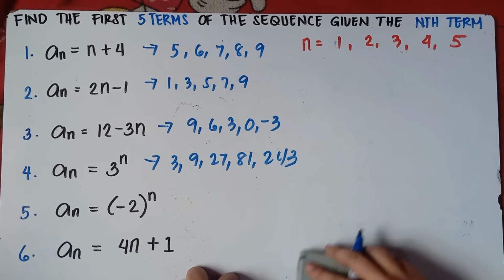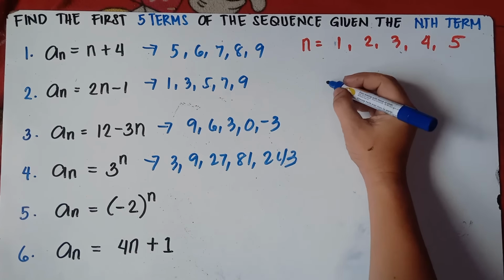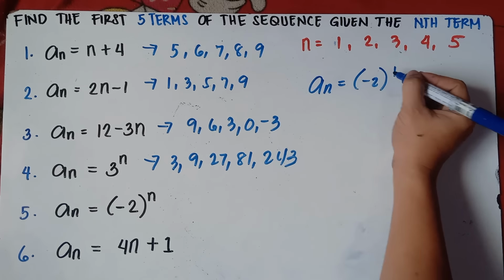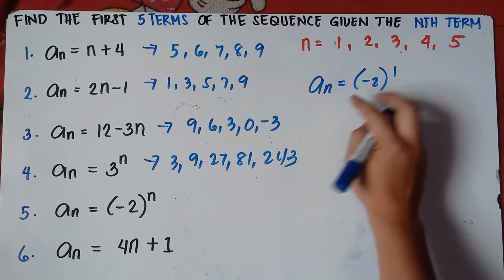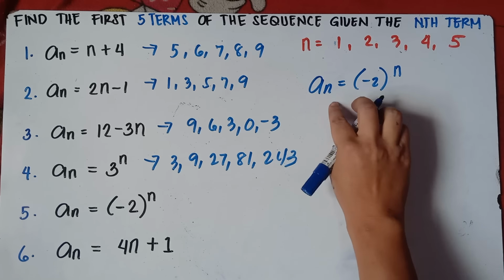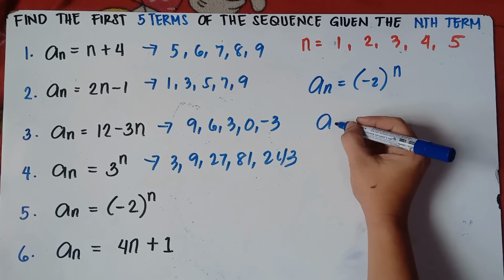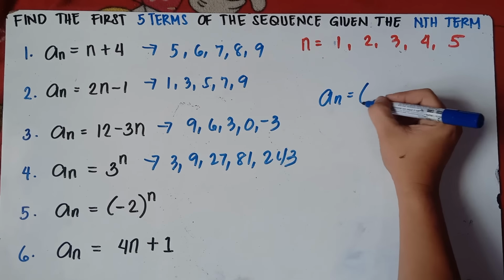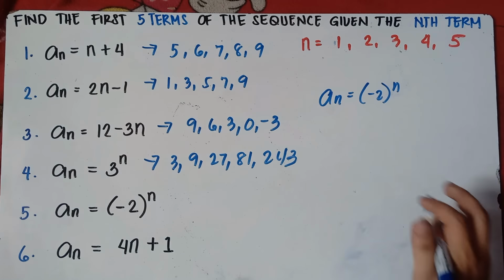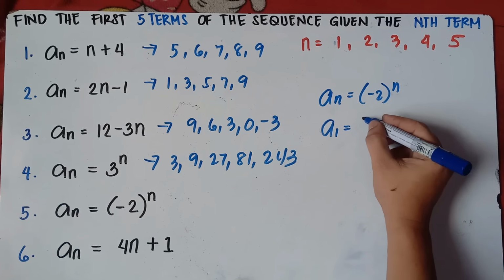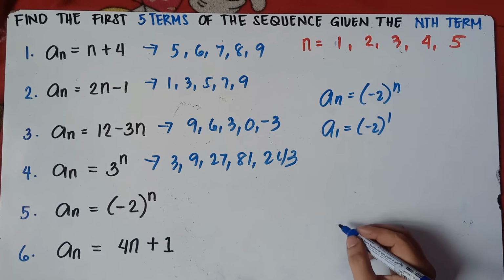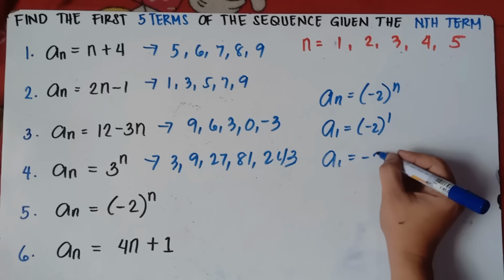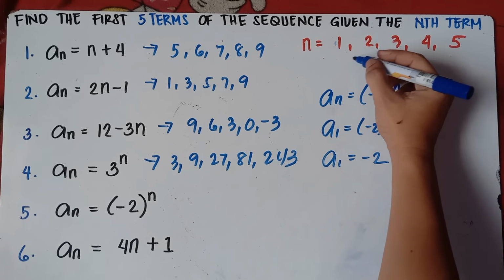Just substitute the value of n. So for number 5, a sub n equals negative 2 raised to the power of n. If n is 1, the first term, a sub n equals negative 2 raised to the power of 1. So just simply copy negative 2. So the first term is negative 2.